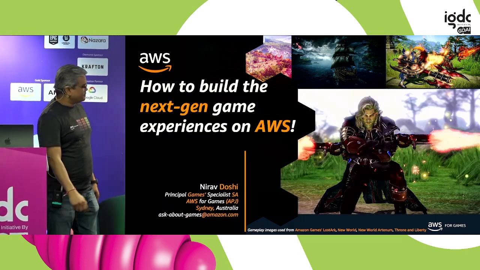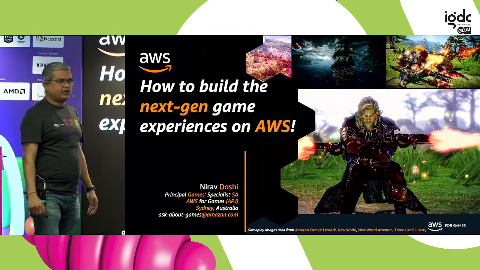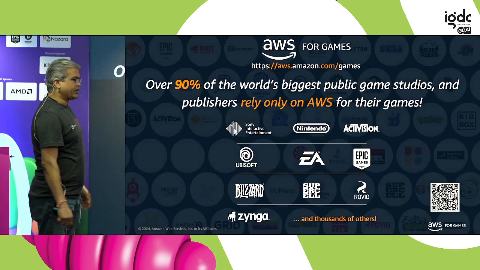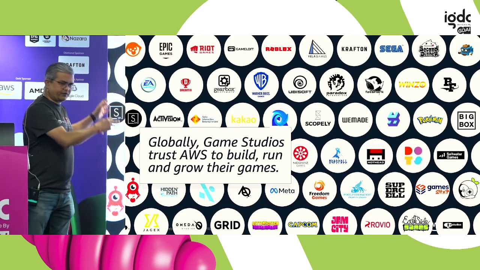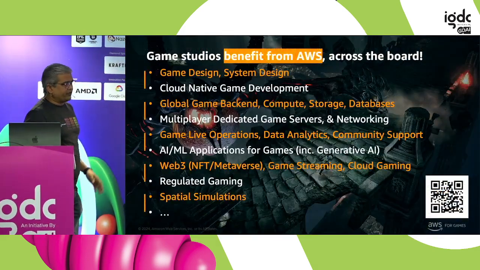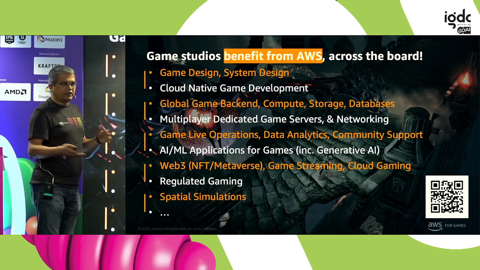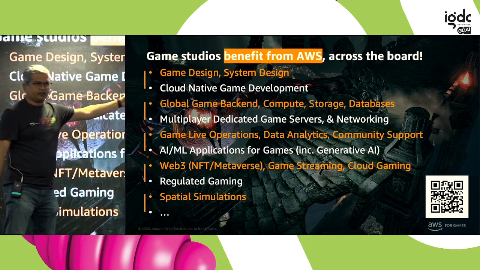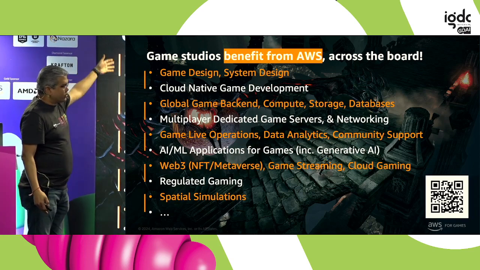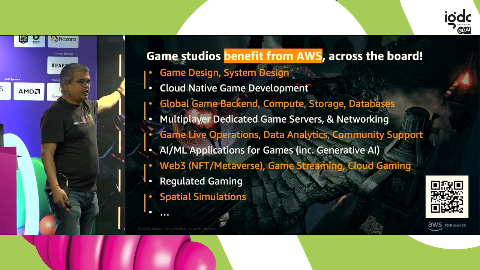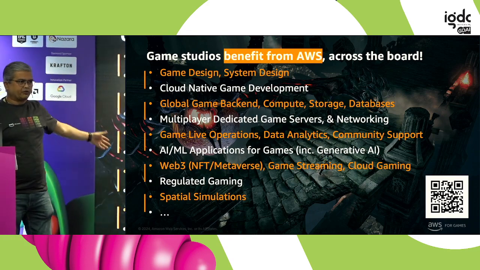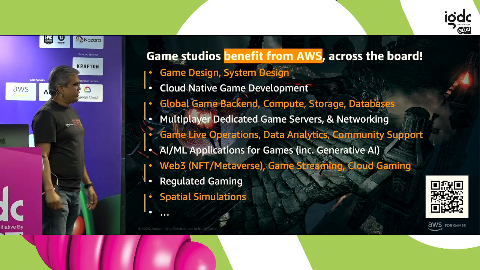We're going to talk about how to build next generation experiences with games, and as you know, large game studios have all been using AWS for some of their most popular games. We have a large repertoire of games running on AWS. These are some of our customers. Almost all these customers benefit from AWS, and some of the standard things that you would expect from AWS are compute, storage, databases. But we also help across a range of other stuff, and that is what you will gain from today. Starting from game design, system design, going over to cloud native game development, as well as even advanced stuff like regulated gaming, spatial simulations, Web3. All of this is something that we help with on a regular basis.